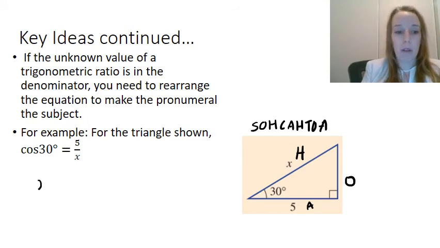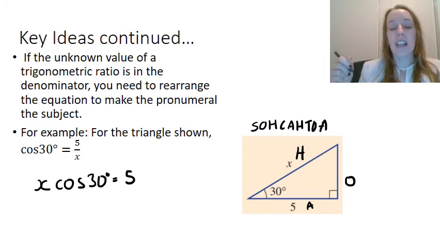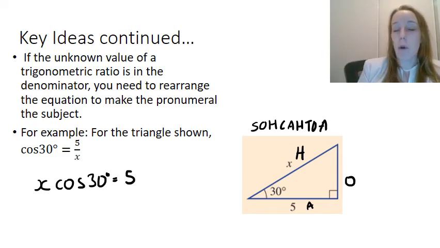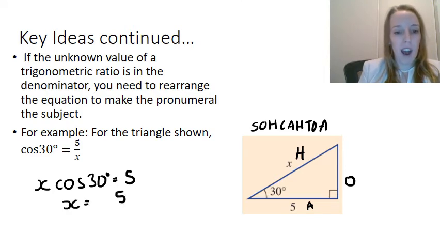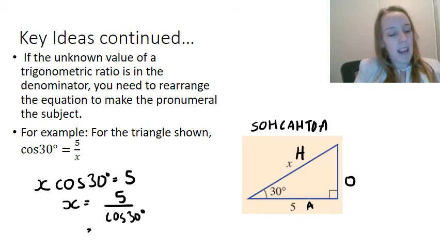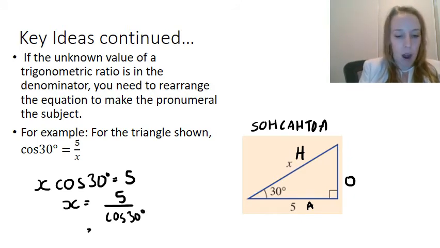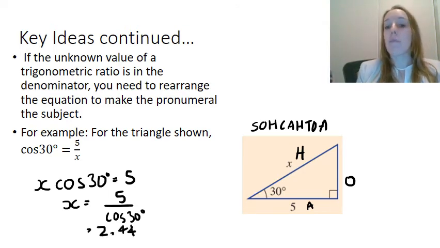So we can multiply both sides here. So x cos 30 degrees will equal 5. We're going to rearrange that again because obviously we can't type in x times cos 30 because we don't know what that is. So we're going to divide both sides by cos 30. So x will equal 5 over cos 30 degrees. So you can type that into your calculator. So 5 divided by cos 30 degrees, and we are going to round that to 2 decimal places, which will be rounded to 2.44, and that will be our answer there.